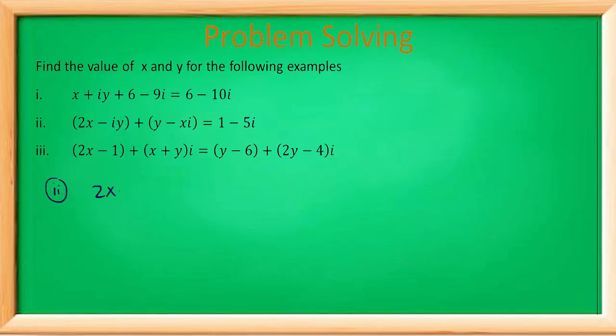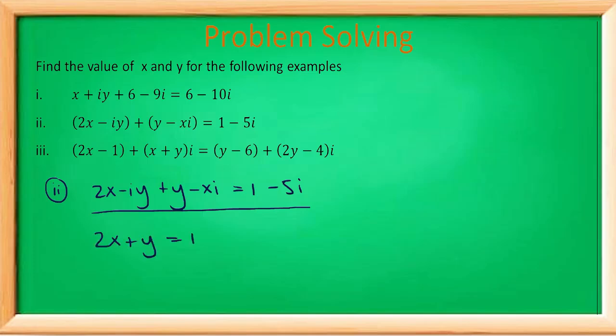We have 2x minus iy plus y minus xi is equal to 1 minus 5i. Again, we're going to let the real parts be equal to the real parts, and then the imaginary be equal to the imaginary. So we're going to have 2x plus y is equal to 1, and we're going to have minus y minus x is equal to minus 5. So our first equation is just the real parts, and our second equation is the imaginary parts.